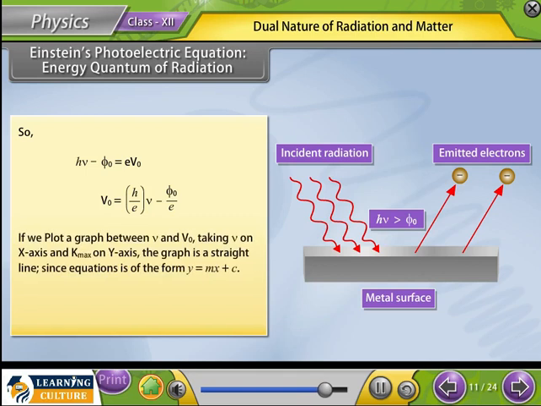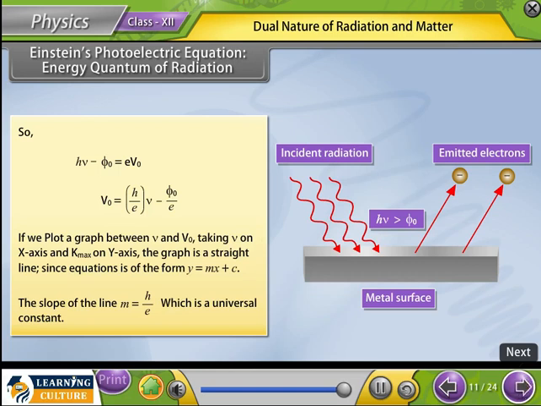If we plot a graph between nu and V0, taking nu on the x-axis and V0 on the y-axis, the graph is a straight line, since the equation is of the form y equals mx plus c. The slope of the line m is equal to h upon e, which is a universal constant.